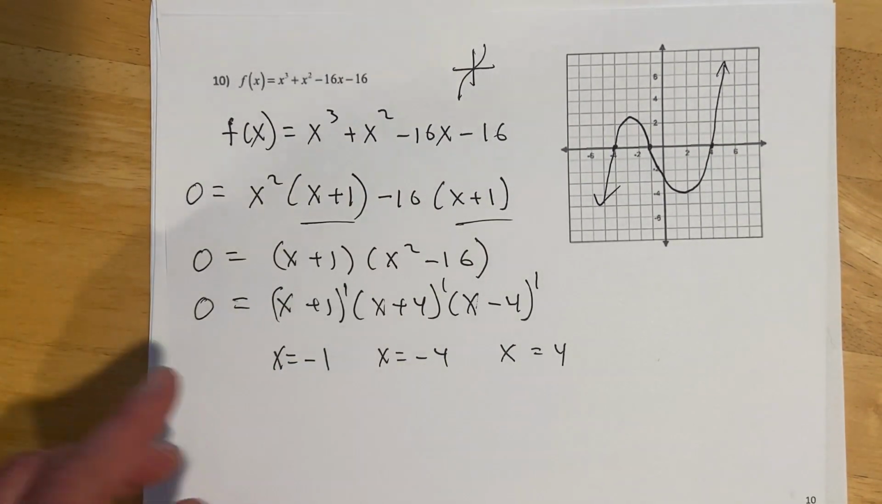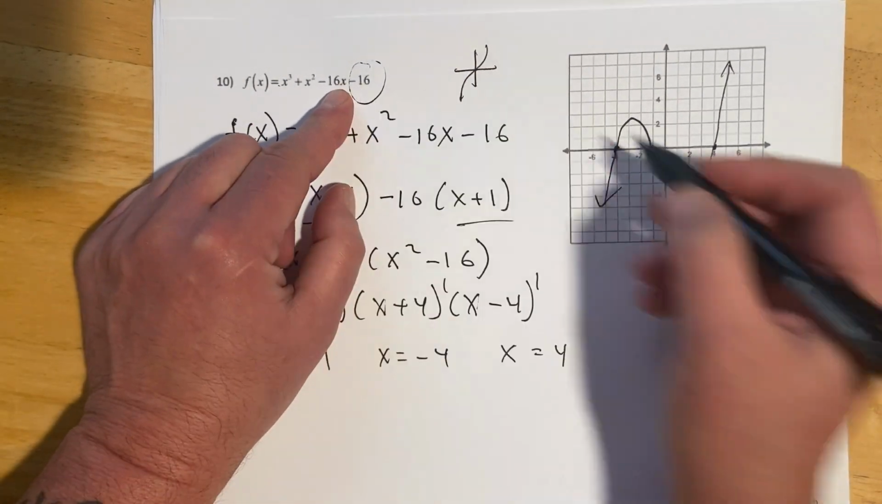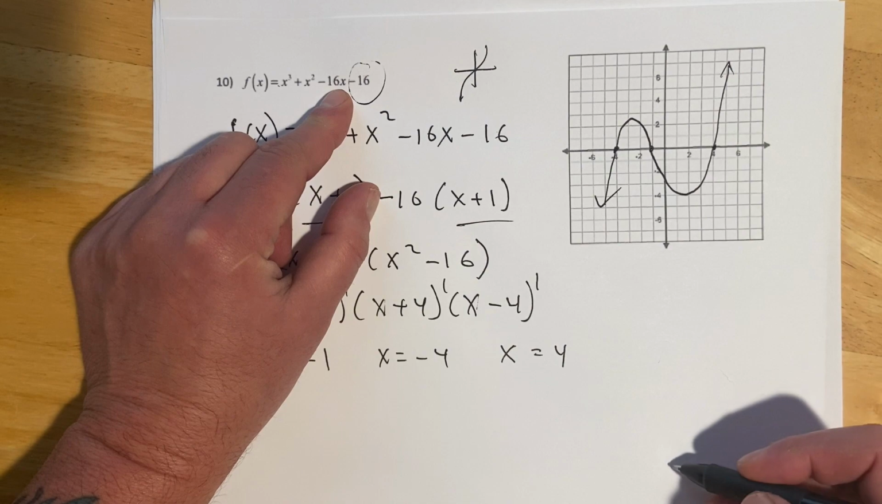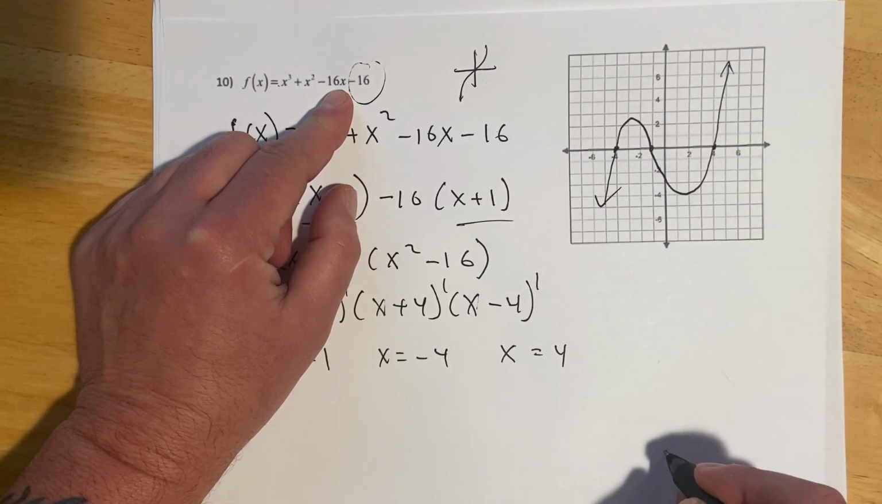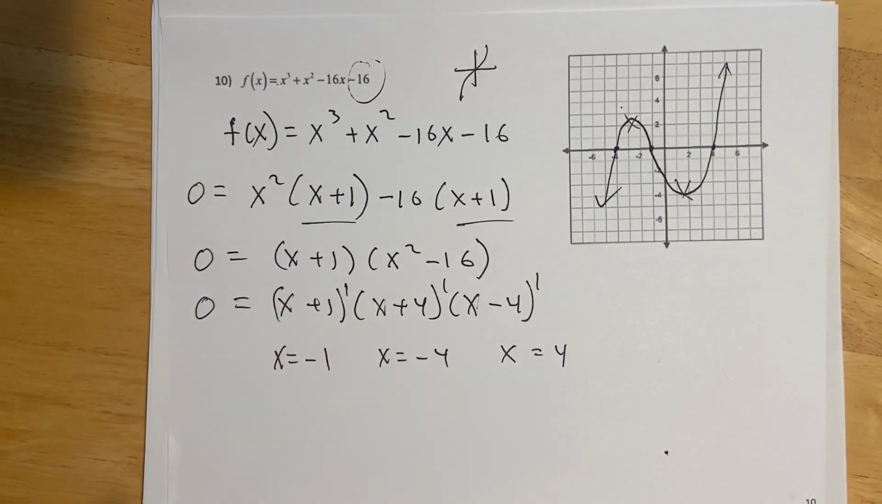Oh, here's a good example of why I'm ignoring the y-intercept. On this one, if I let all those x's be 0, this one would be negative 16, so I'm way off the graph down here already. And so that's why, again, we're looking really at these more for the behavior.